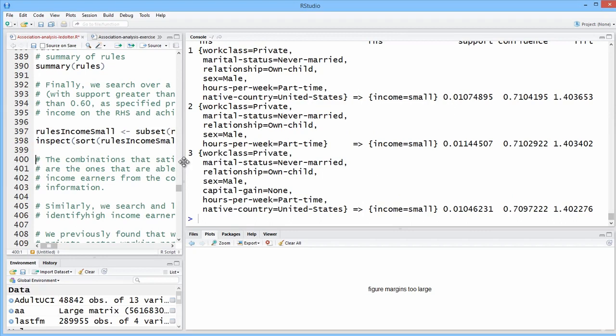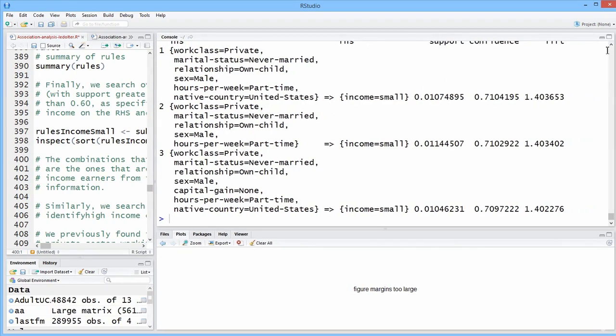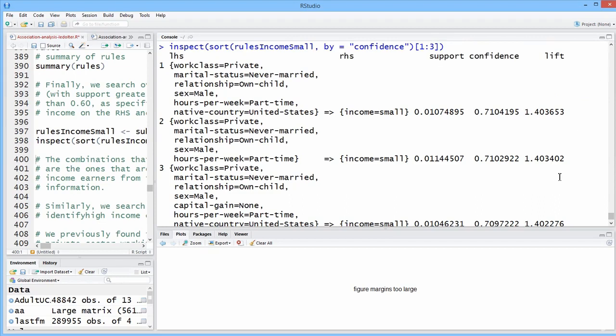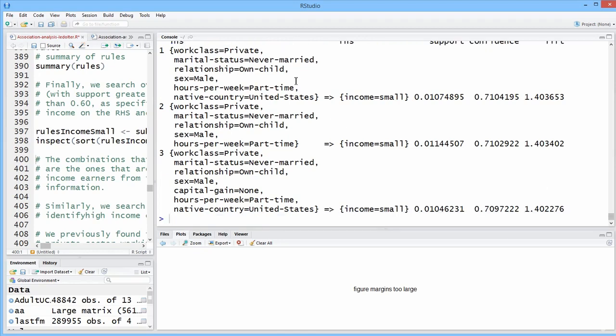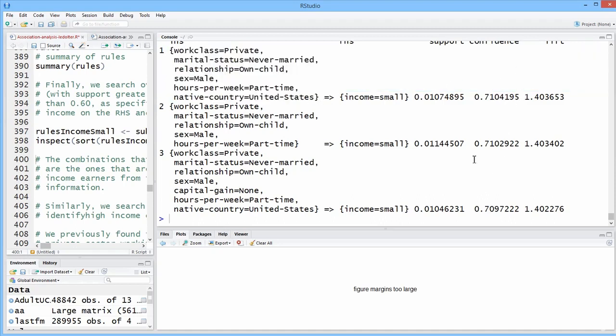Okay, so we only find 3 rules that have a lift of 1.2 or higher, and note they are all income small, but it gives us some insight into the combination of the antecedent conditions. They all have a confidence of 60% or higher. The antecedent conditions that result in people who don't have money, people who have small incomes. And we could parse through this.